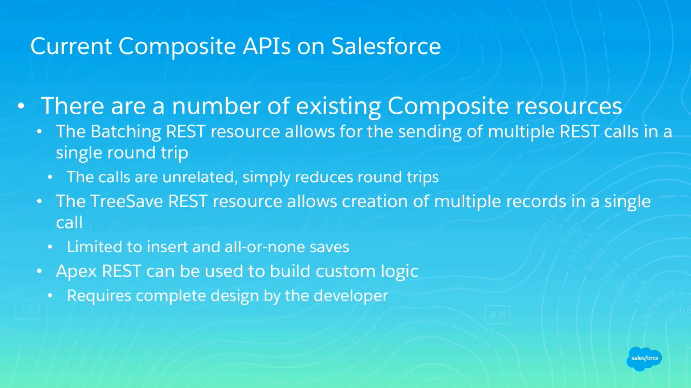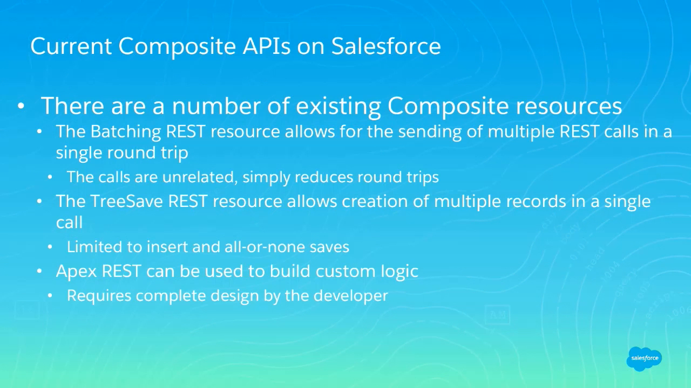The first is the batching resource that we released about a year and a half ago. This allows you to simply cut out the number of round trips. If you had, let's say, 5 unique REST API calls, you could bundle those together in a single payload and pass it to Salesforce. We would execute each of those serially, and then pass you back all the responses. Not really complex logic there. It just allows you to do one round trip rather than the 5 in that case.